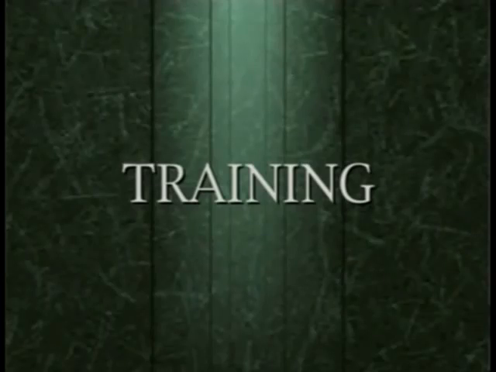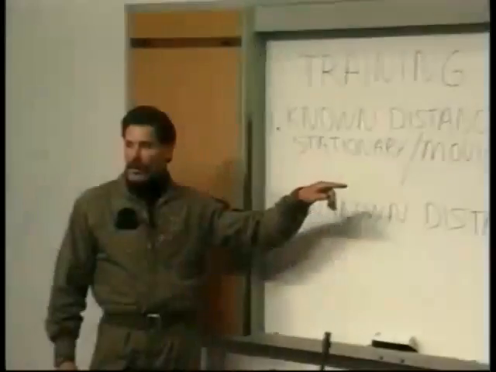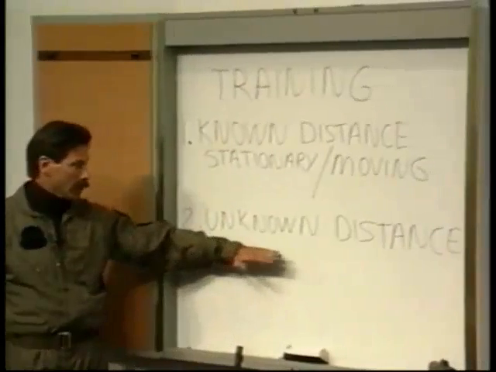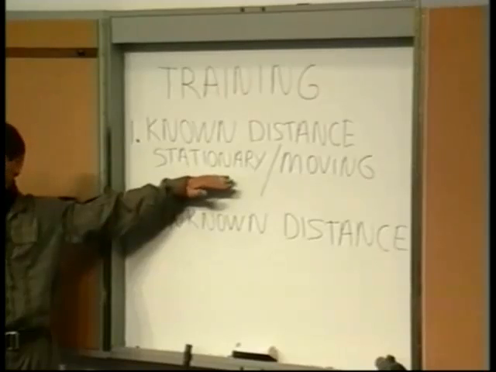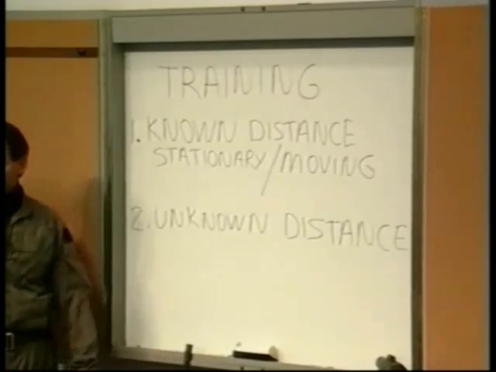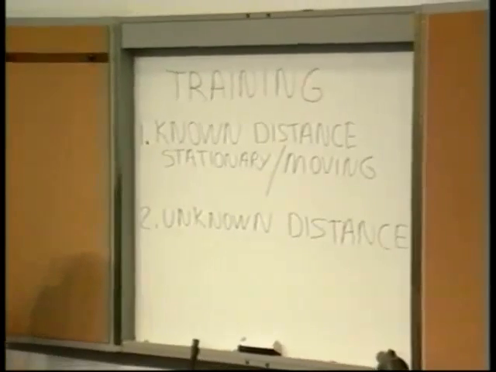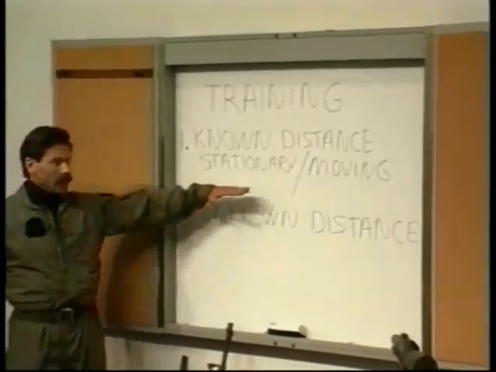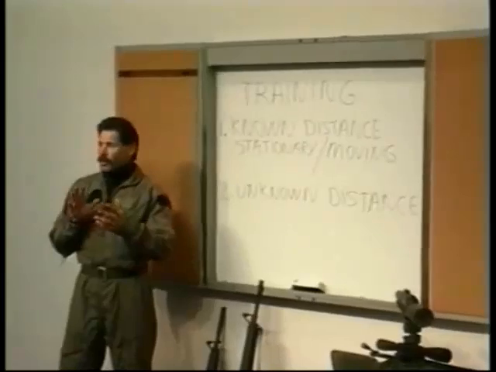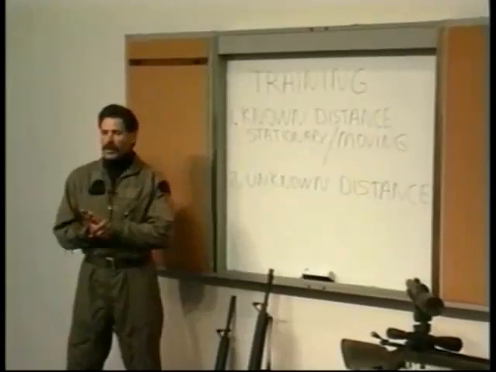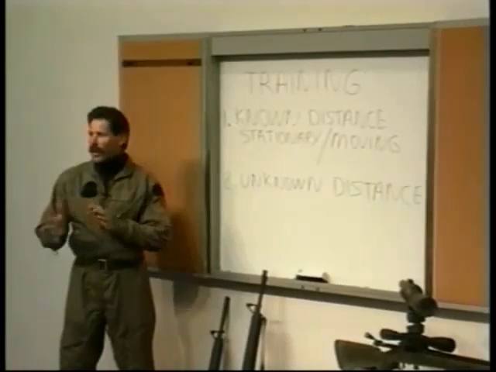Move into the subject of training. We're going to be working on known distances, stationary targets, and moving targets. And we will graduate or move up to unknown distances against stationary targets and also moving targets. Now, it's very important when we're dealing with a stationary target. We can go out to 0 to 1,000 yards. Our training will be designed so you should be able to hit a stationary target from 0 to 1,000 yards.